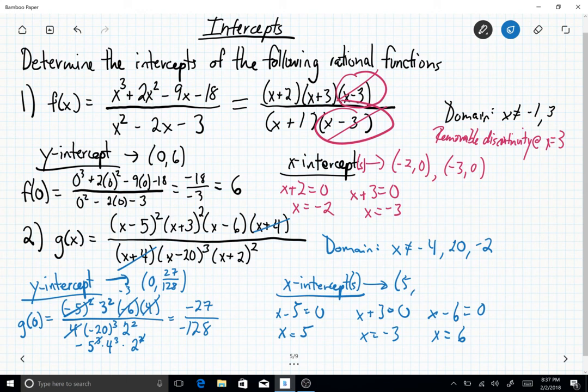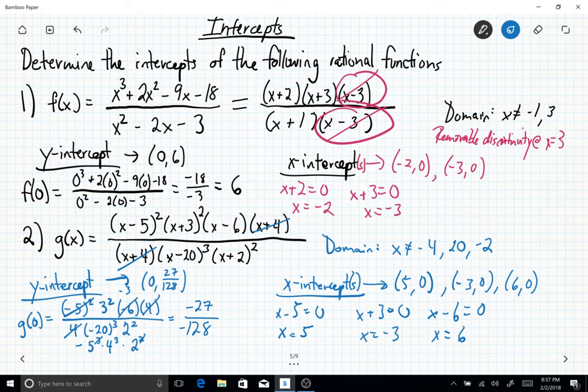And so we have 3 x-intercepts, and they occur at (5, 0), (negative 3, 0), and (6, 0). Okay, hopefully that makes sense on that. If not, let me know if there are questions. I don't see any at this point, so I'll keep on moving forward.